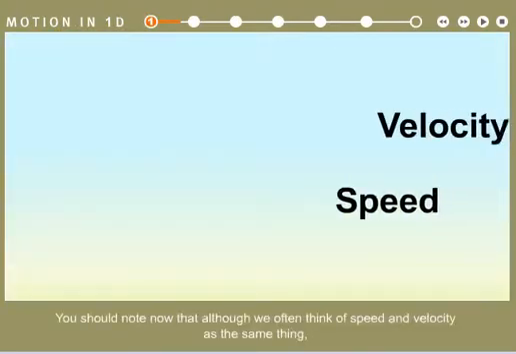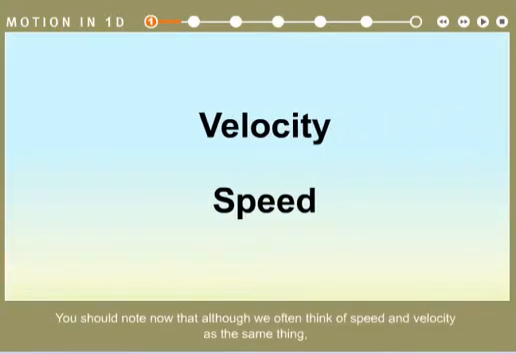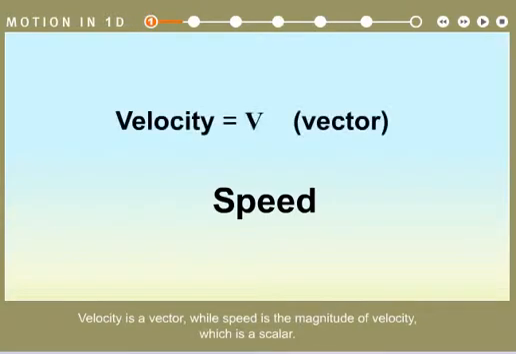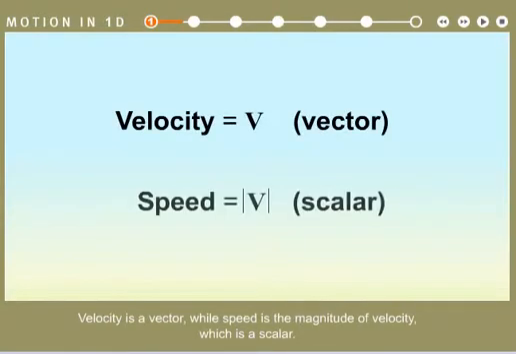You should note that although we often think of speed and velocity as the same thing, in kinematics they are related, but have a different meaning. Velocity is a vector, while speed is the magnitude of velocity, which is a scalar.